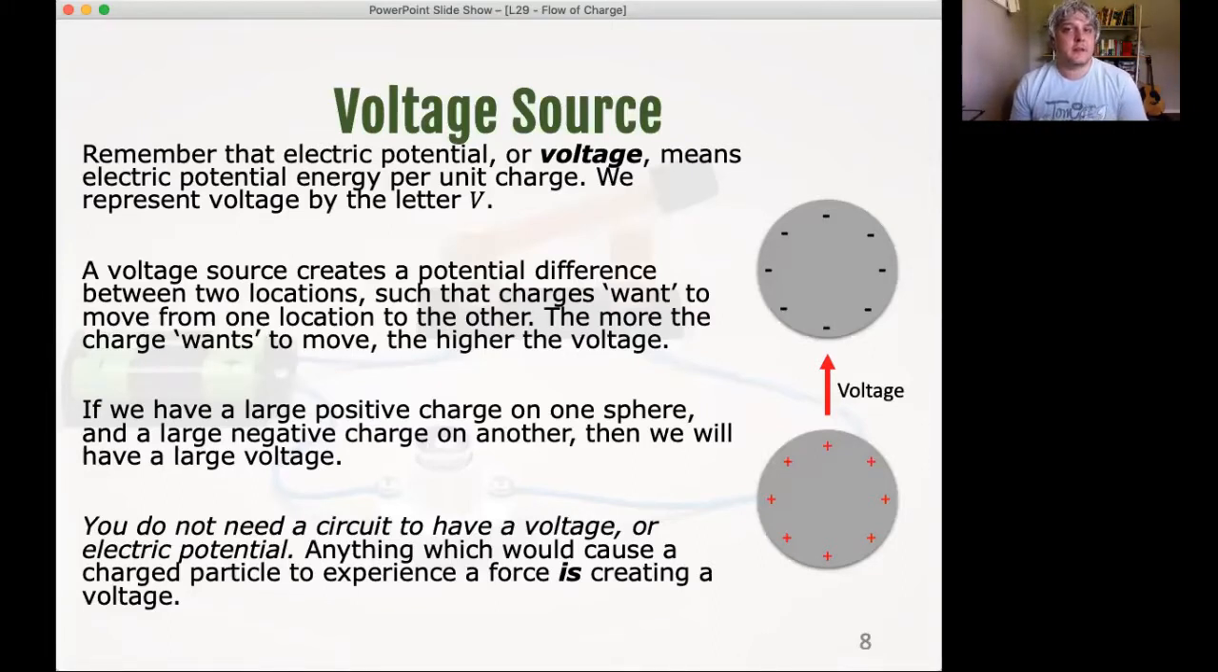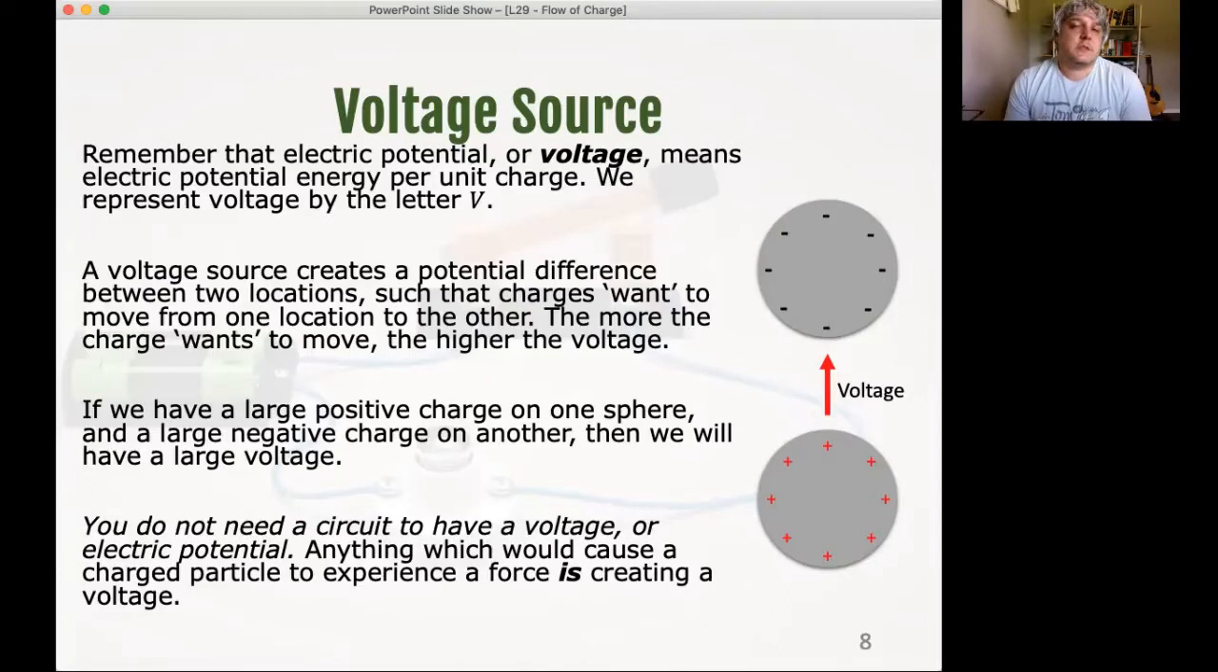Or remember that conventional current is the opposite. So positive charge would want to move from the positive sphere to the negative one. In reality, we know that's not going to happen. We know negative charges are doing the moving, not the positive. But our conventional current would be from the positive sphere to the negative sphere.